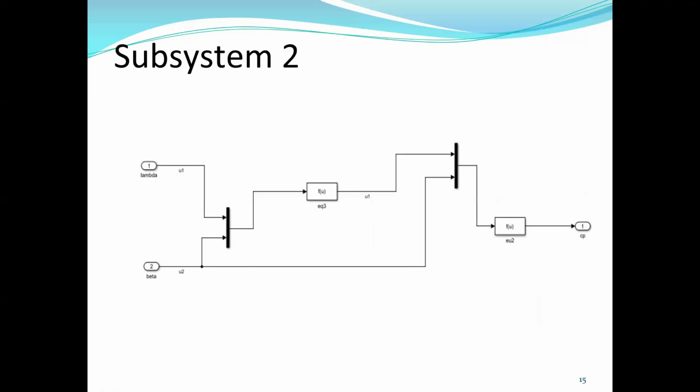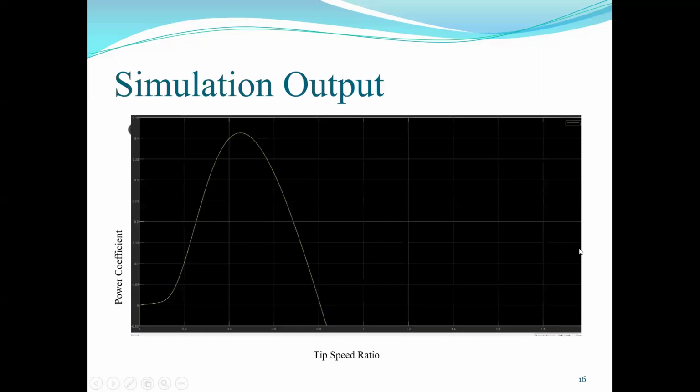This is the subsystem to calculate the power coefficient value. This is the output simulation of power coefficient versus tip speed ratio. As power coefficient goes on increasing, the tip speed ratio goes on decreasing.